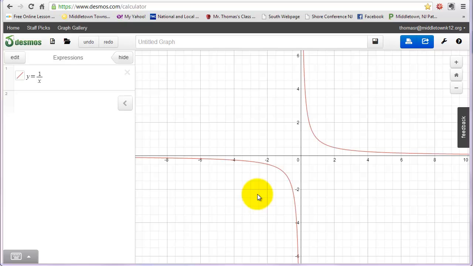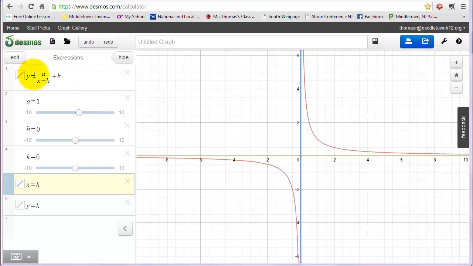So as we've done with other functions in our tour through function land, we're going to look at shifts or transformations or translations of this function. So I'm going to pause for a second and enter a different graph so we can explore these. So just hold on a second.